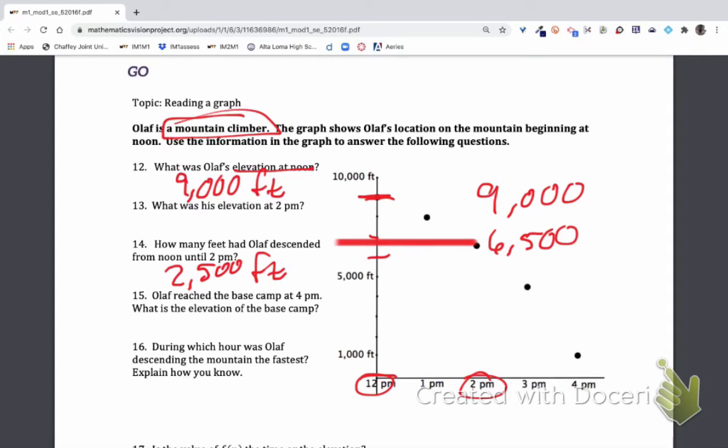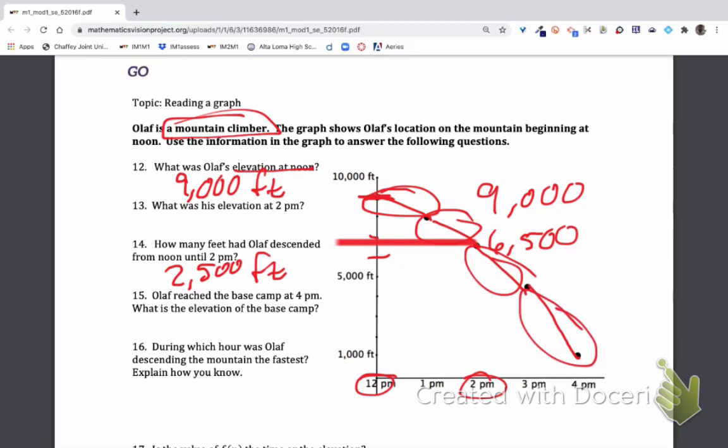For number 16, during which half hour was Olaf descending the mountain the fastest? Where is he going to where it's going down fast? So we were going down here, going down here, going down here, going down here. What we're trying to identify here is the rate of change, how fast something changes. So up at the top, from noon to 1, he's going down kind of slow. Then 1 to 2, he's picking up a little bit of speed. 2 to 3, he's picking up more speed.